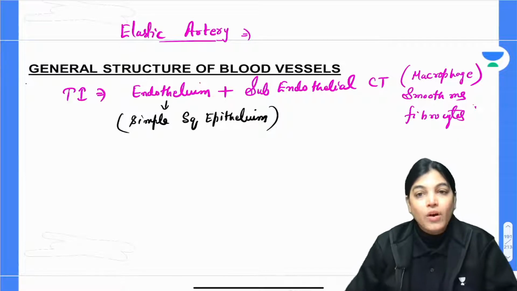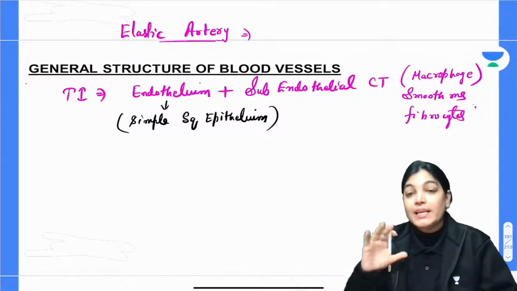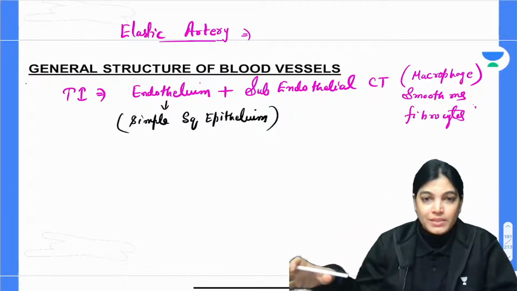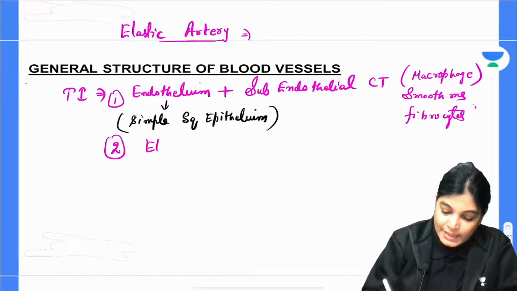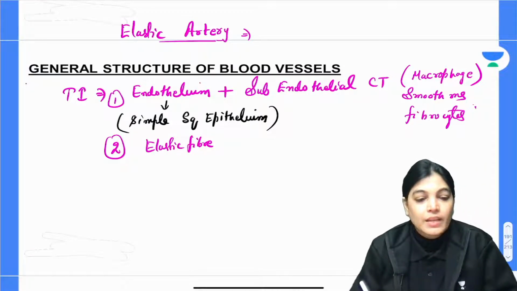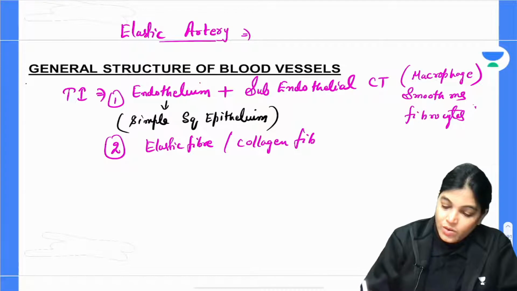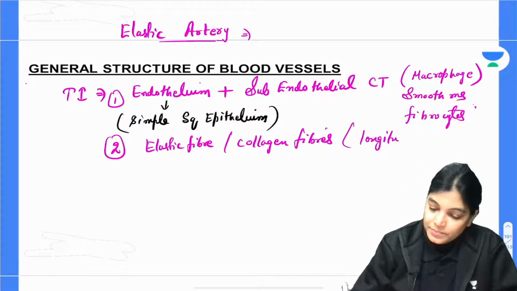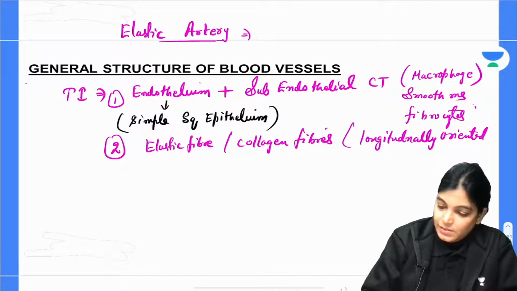It also contains collagen fibers and elastic fibers, which are randomly oriented in different directions. This is one basic feature. It also contains elastic fibers, and collagen fibers which are oriented longitudinally in different directions.